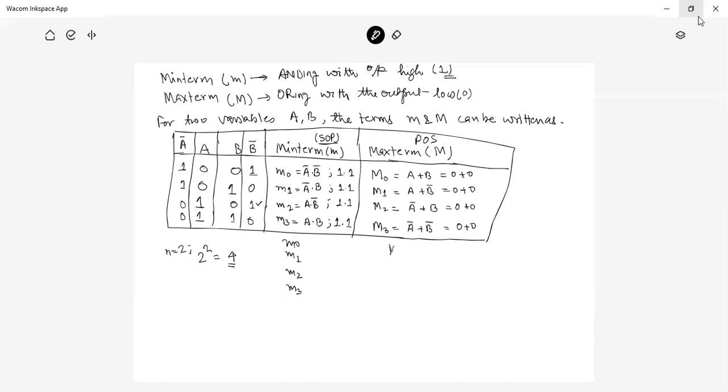So in this way, we have M0, M1, M2, and here it is M3. So these are 4 min terms and 4 max terms in the 2 input case.